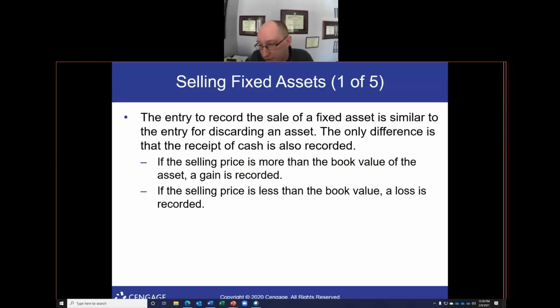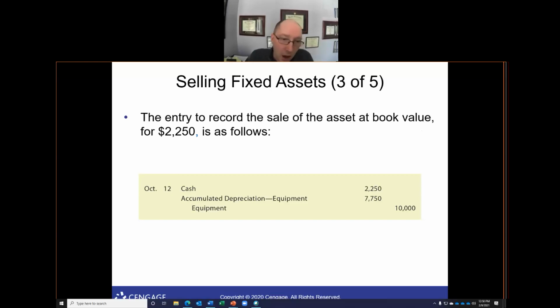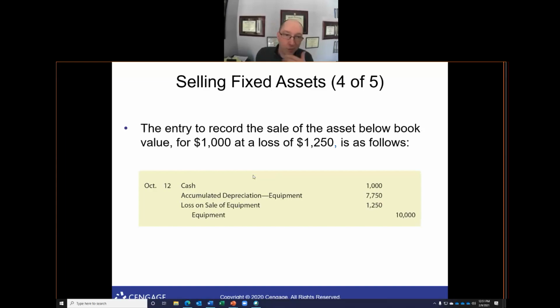Sometimes you might sell a fixed asset in business before it's over with. And so to do that, you take the sales price minus book value to record the gain or loss. And just like before, you would debit depreciation expense, credit accumulated depreciation to record the depreciation on the equipment that you sold. You still have to record the depreciation even if you sell it. When you sell a piece of equipment, you debit cash, which is the sales price of the equipment. You debit accumulated depreciation to remove the depreciation from your books, and you credit the original cost of the equipment.